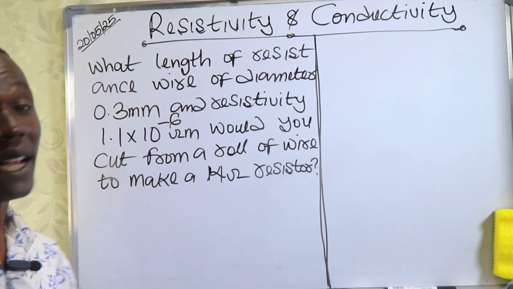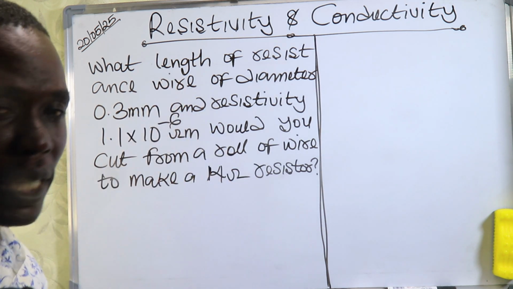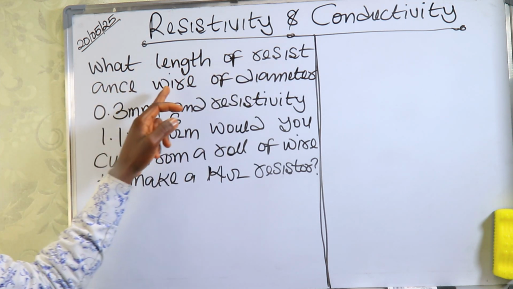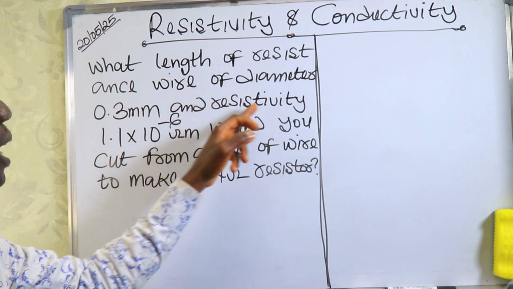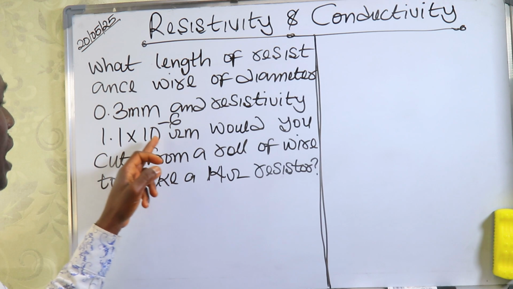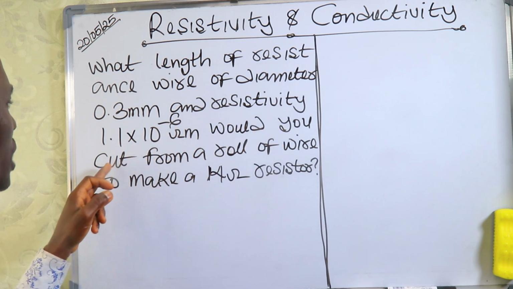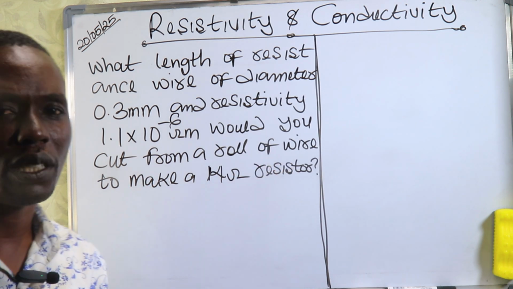So if you say it's a lie that resistivity is easy, I want you to pause this video and try this question. The question says, what length of resistance wire of diameter 0.3 millimeter and resistivity 1.1 times 10 to the power of minus 6 ohm meter will you cut from a roll of wire to make a 14 ohm resistor?